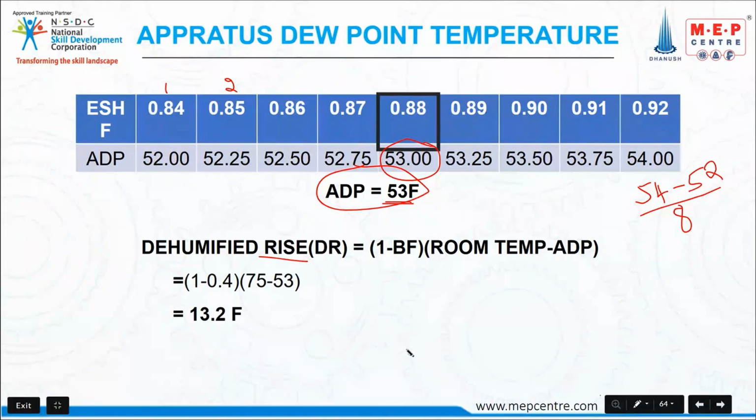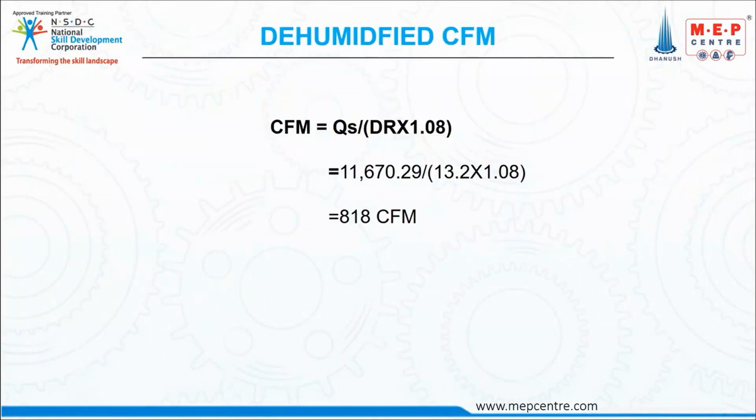Got it. Next. So at this condition, if you maintain 53 degree Fahrenheit as the coil temperature, now how much quantity of air do I need to supply to maintain room temperature at 75 degree Fahrenheit and 50% RH? Okay. So this is called dehumidified CFM.